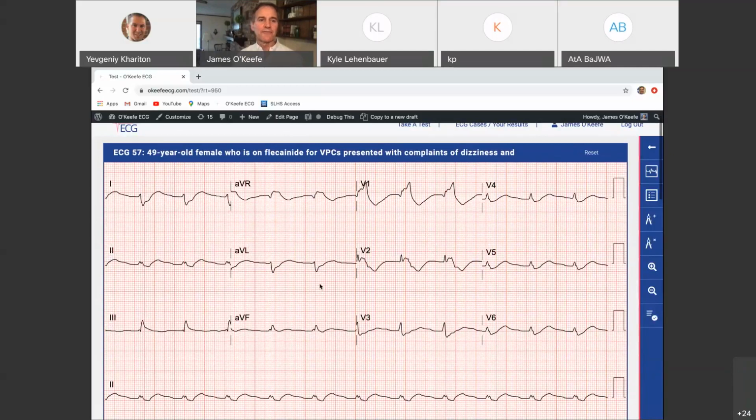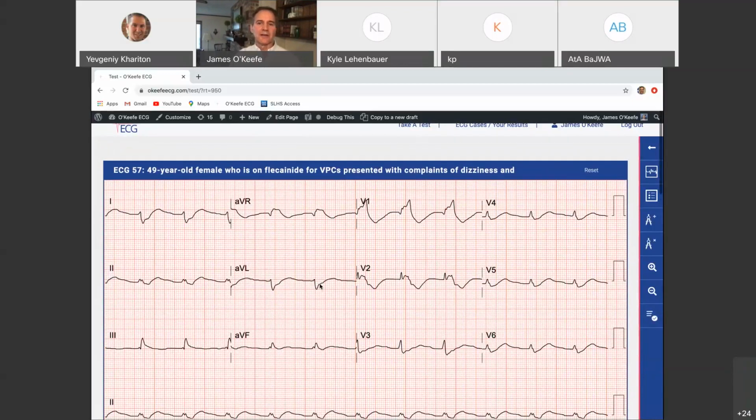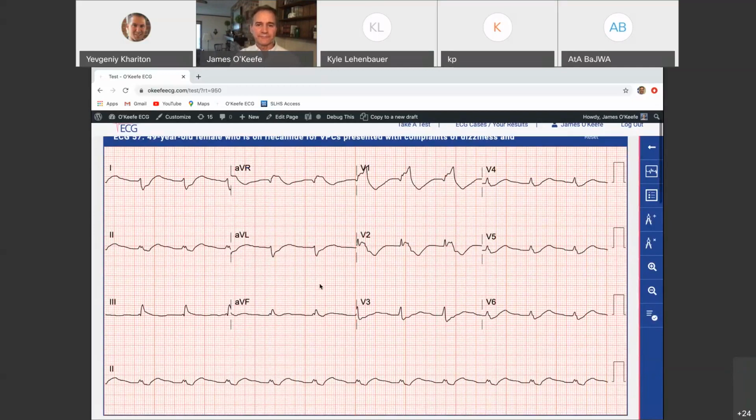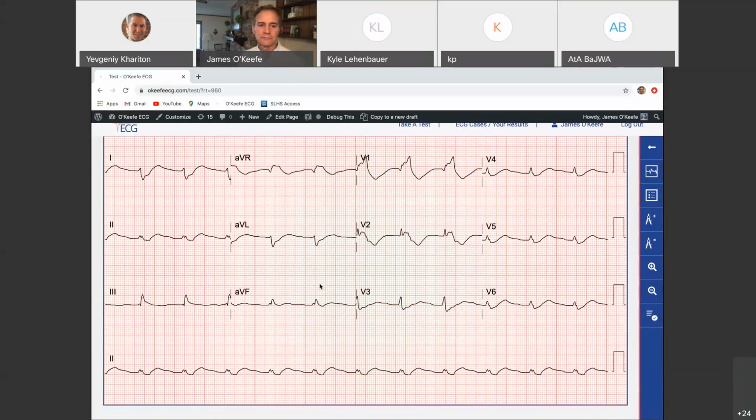So this is a 49-year-old female who's on flecainide for suppressing VPCs, who presents with complaints of dizziness and lightheadedness. I can take this. This is Yeshu. Okay, go ahead, Yeshu. Yeah, I think the stem helps here.